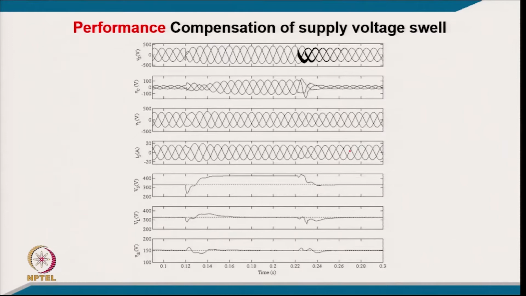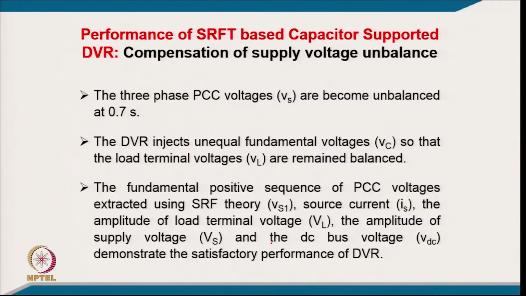So, you can clearly see here in the PCC voltage there is a swell for 5 cycles, and this is the typical injected voltage. After injecting this voltage, the load voltage is regulated, sinusoidal and balanced across the load, and thus the load is not affected by this particular swell. And this shows how the RMS voltage is during the swell, and how the load voltage and DC link voltage are regulated.